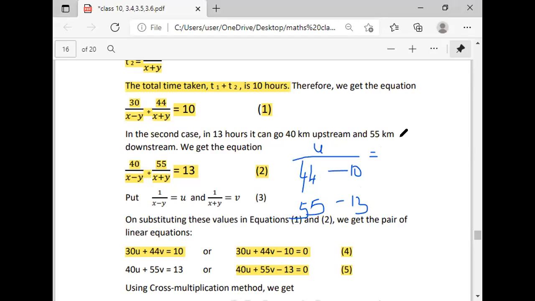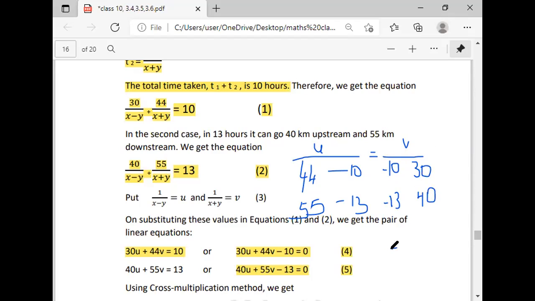Who will say what will be the denominator of v? Yes, Chandan, say. Minus 10, minus 13, 30, and 40.